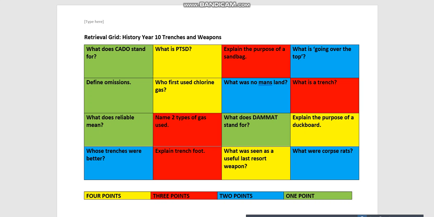This is an example of a retrieval grid that I've used in history. We have multiple retrieval grids for each year group. I think it's been a really useful tool for revision.